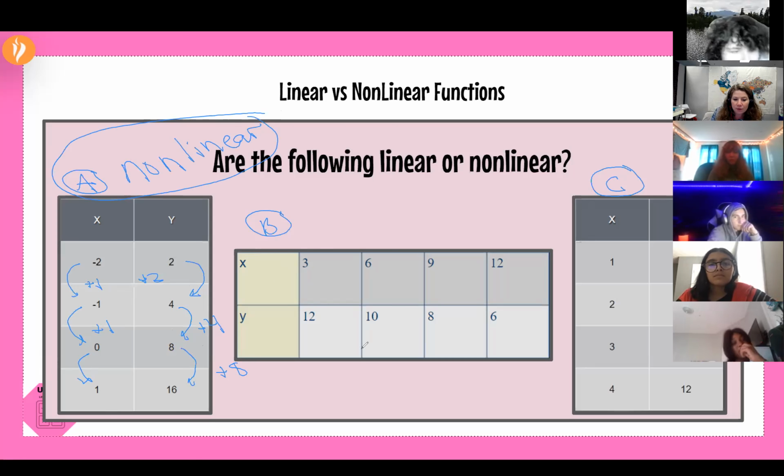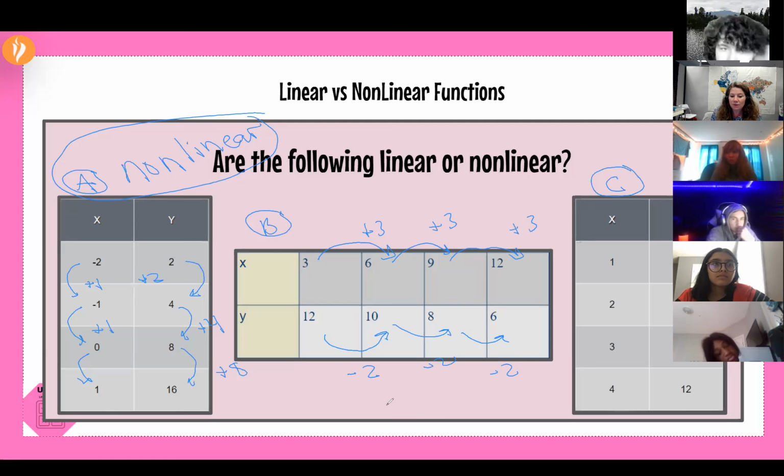All right, letter B, remember it's change in Y. If I'm sitting in a number line at 12, how do I get back to 10? I subtract 2. And then from 3 to 6, I add 3. 10 to 8, I would subtract 2. 6 to 9, I would add 3. 8 to 6, I subtract 2. 9 to 12, I add 3. So I have a constant rate of change, a constant rate of change of -2 over 3.